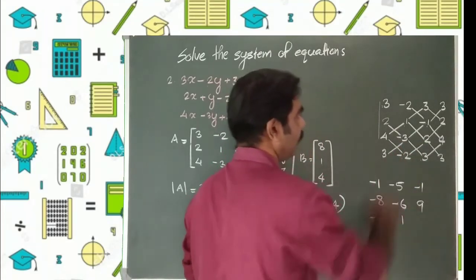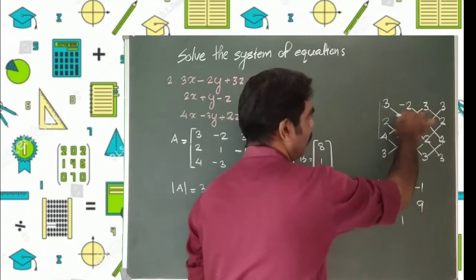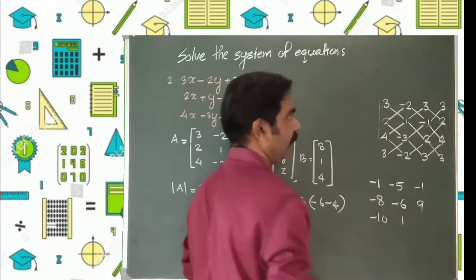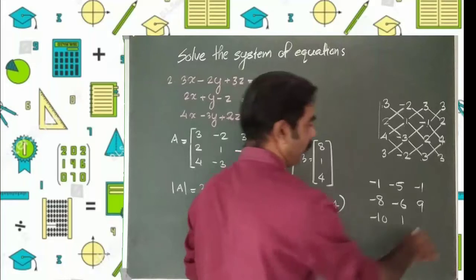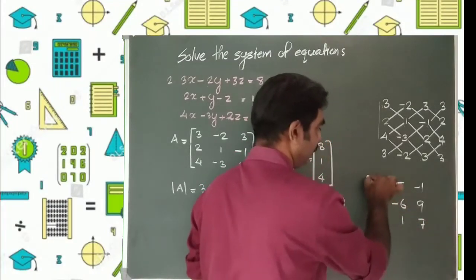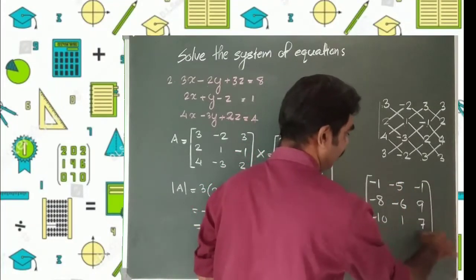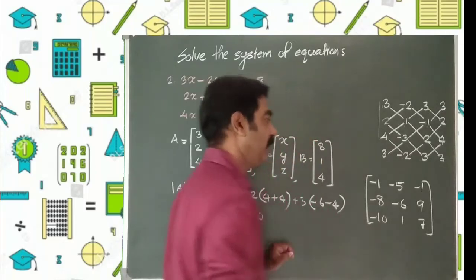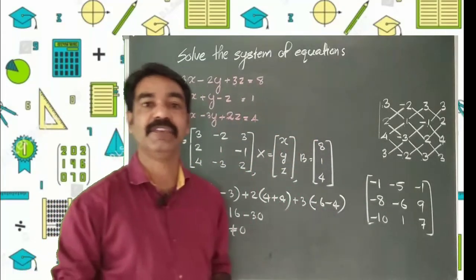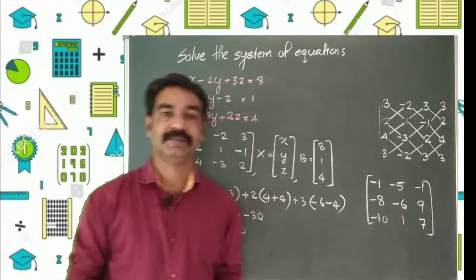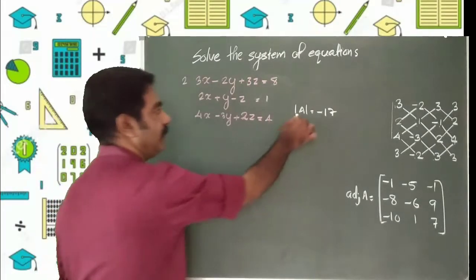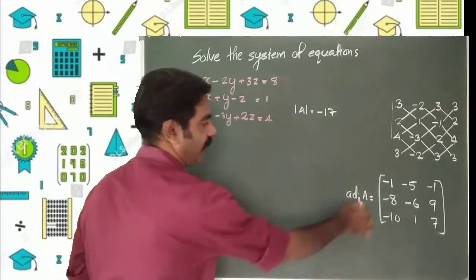So minus 8 minus 9 becomes minus 17? Then 3 into 1 is 3, minus 2 into minus 2 is minus 4, so 3 plus 4 becomes 7. Okay, this is the adjoint. Now we have to find A inverse. The determinant of A is equal to minus 17, and the adjoint we also got.